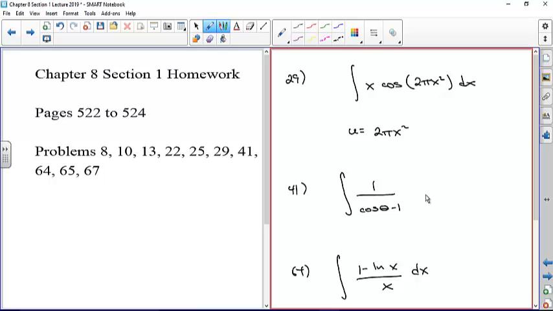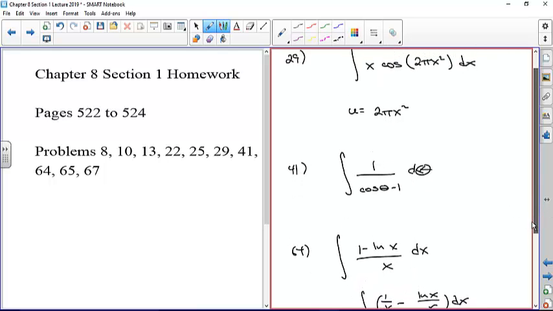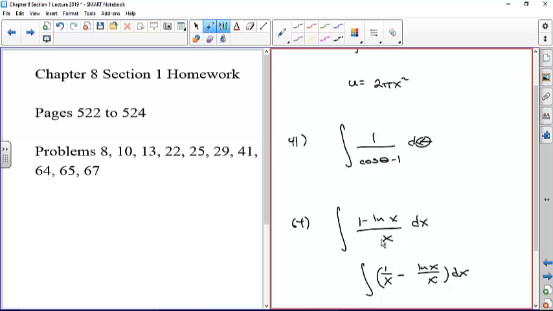So, for example, this one, you probably would use the Pythagorean conjugate to do that because it's cosine theta minus 1. So I'd multiply it by cosine theta plus 1 in both the numerator and denominator. This one looks a little tricky, but if you break it up into 2 parts, you'll have 1 over x minus the natural log of x over x. And in this case, you let u equal the natural log of x, and therefore du is equal to 1 over x dx. So that's kind of how that one works.